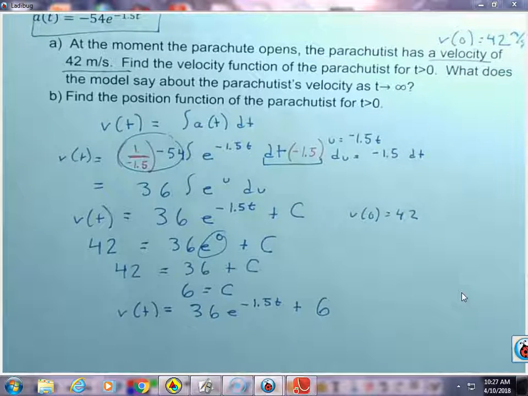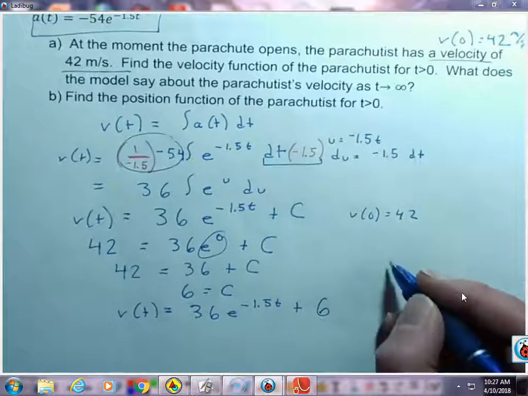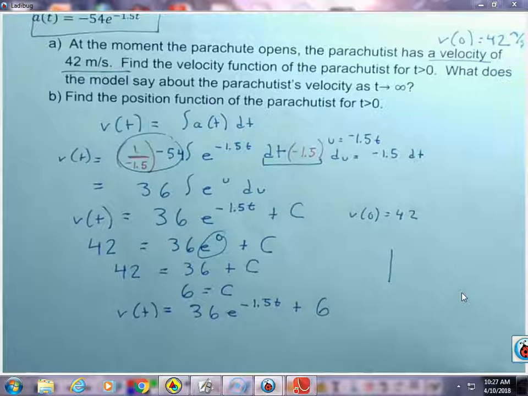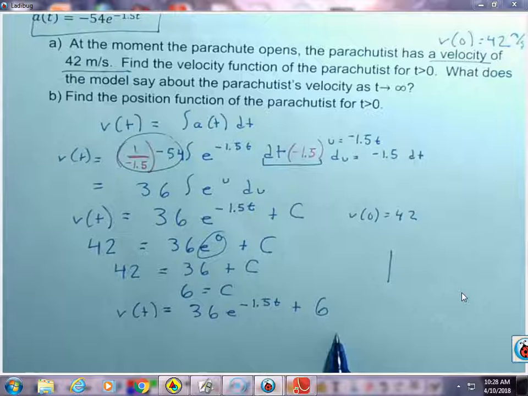Now, it also asks what that model says about the parachute's velocity as time approaches infinity. We already did that shape. So I put in, instead of the c, a 6, since that's what I found. It looked like the c at first, but some of my stuff looks the same.